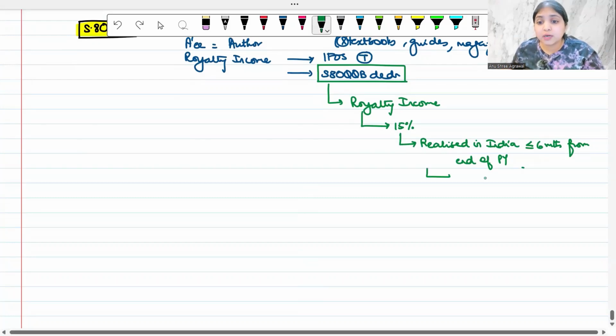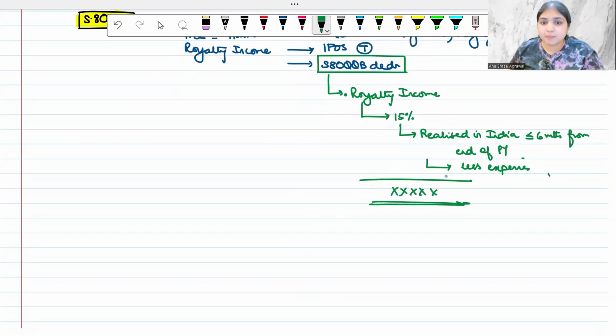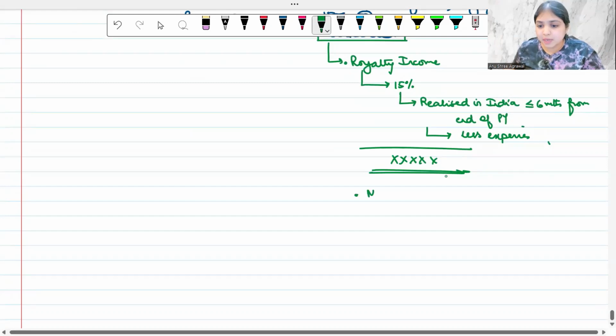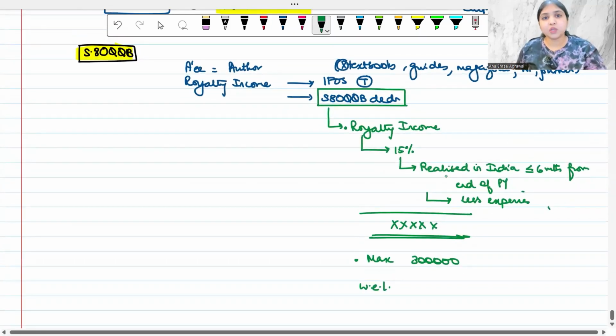And then to earn this royalty income, we would have incurred some expenses. So we will subtract those expenses and we'll see what is the net royalty income. All right. This net royalty income number will be compared with the maximum limit. The maximum limit is 3 lakh rupees. So this net royalty income number or 3 lakh rupees, whichever is lower, this is going to be the section 80QQB deduction.